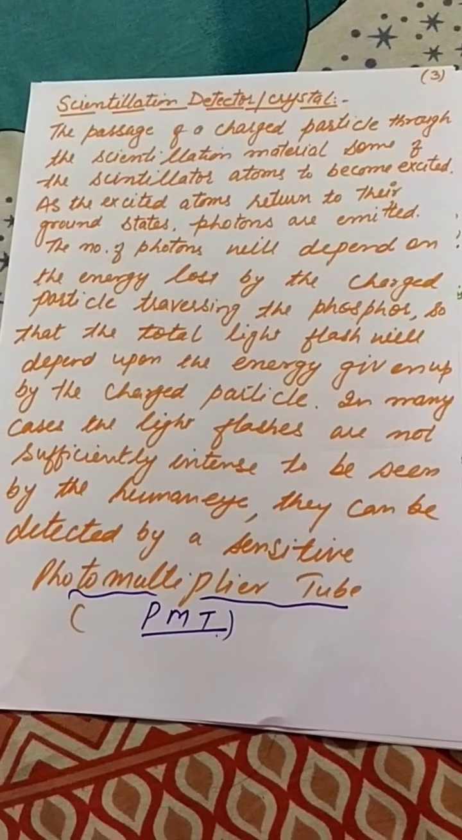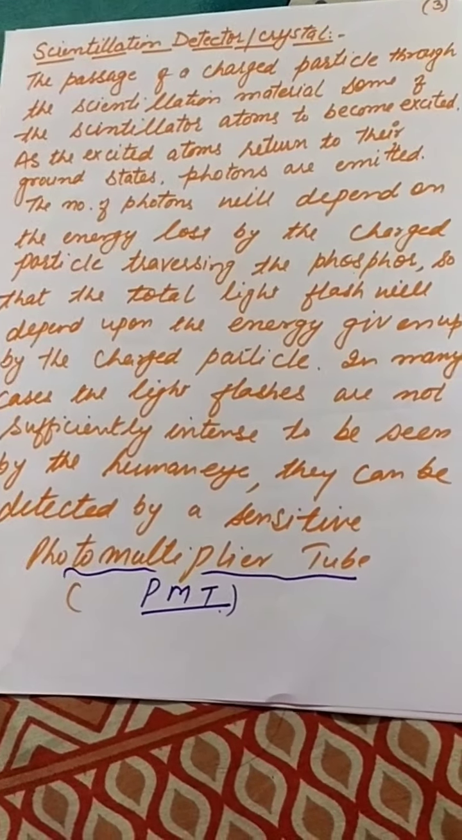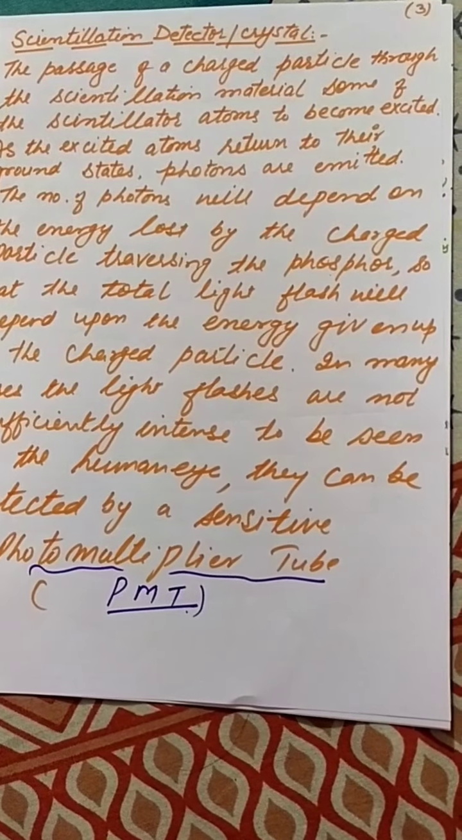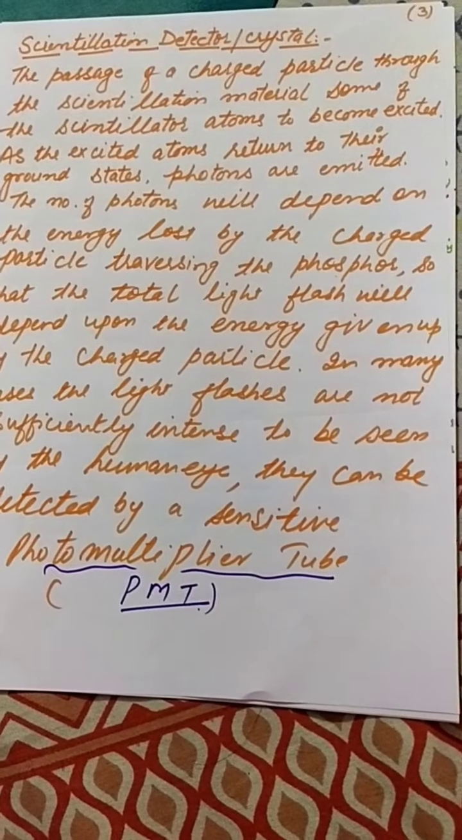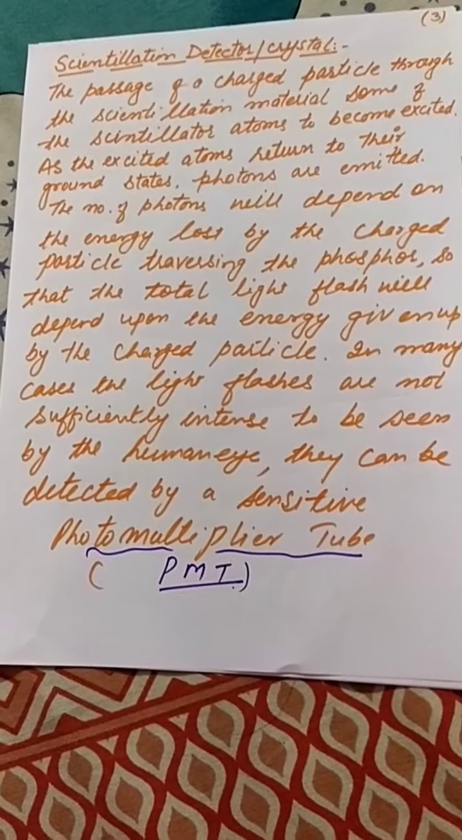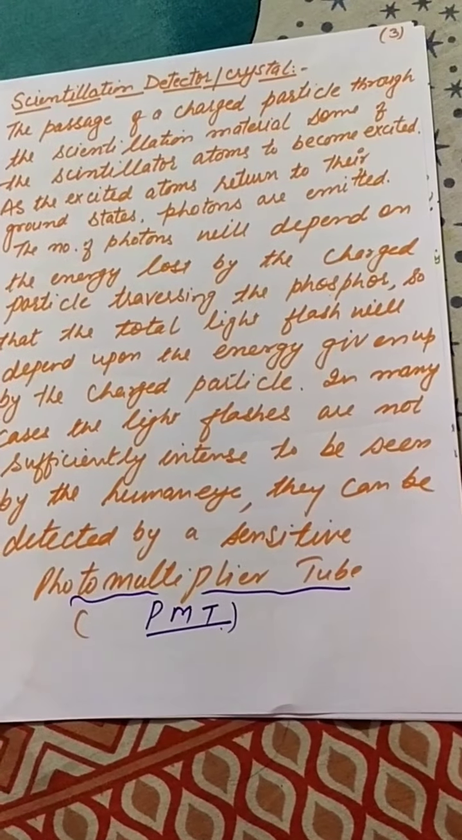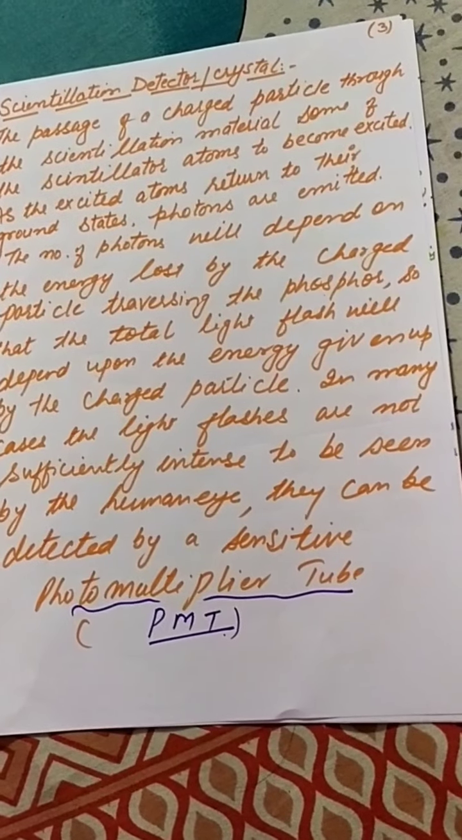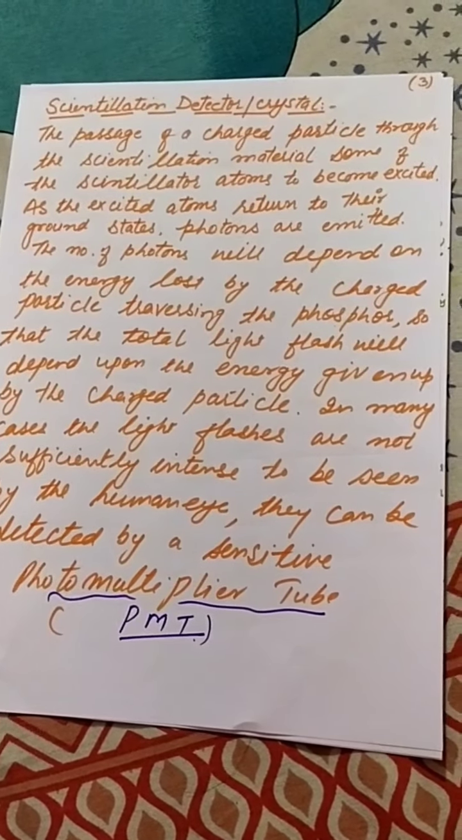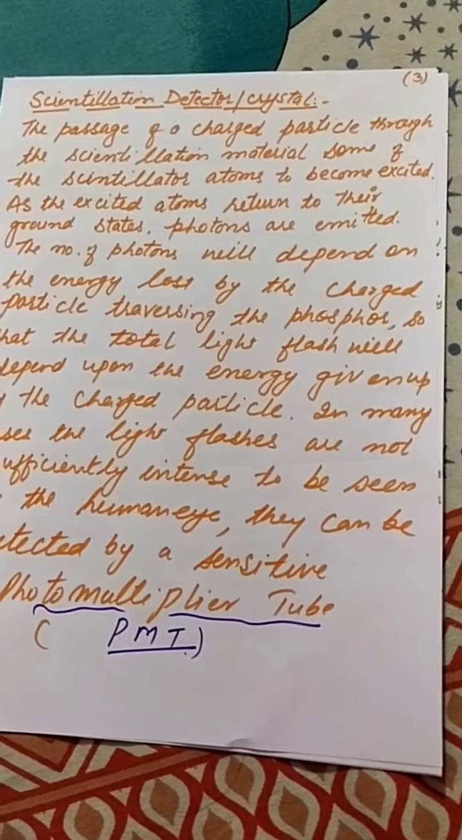There are so many forms of scintillators available in the market. I just write down here some scintillators which are commonly used: NaI, I can say sodium iodide; second is cesium iodide; third is calcium fluoride, zinc sulfide. These are under the class of inorganic crystals.